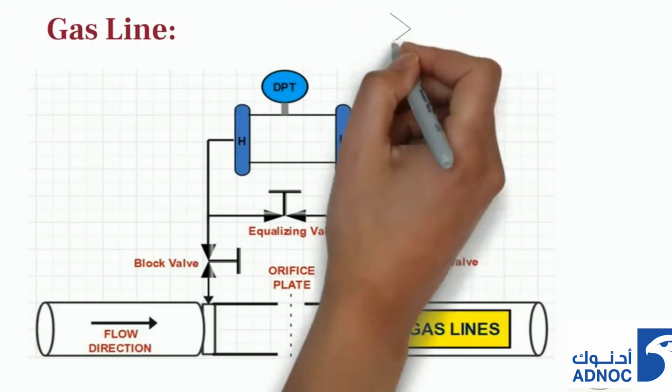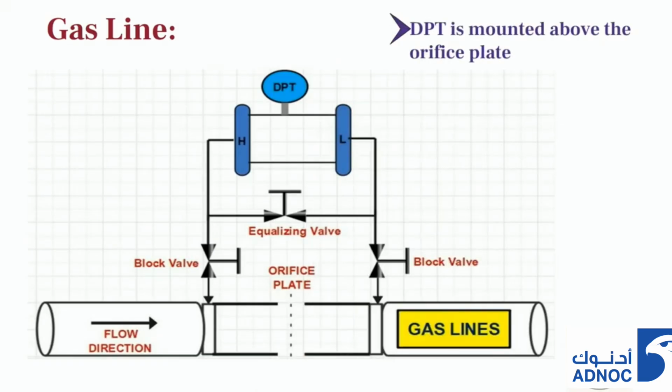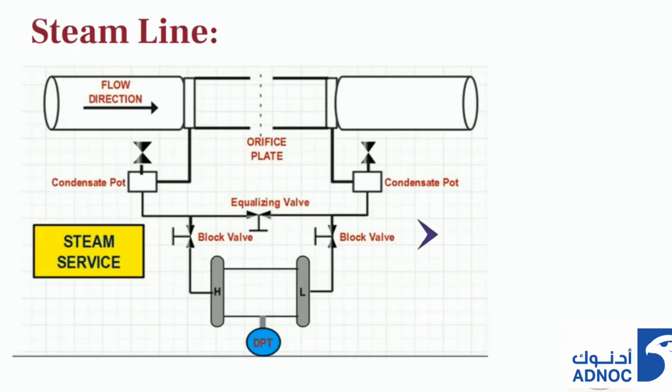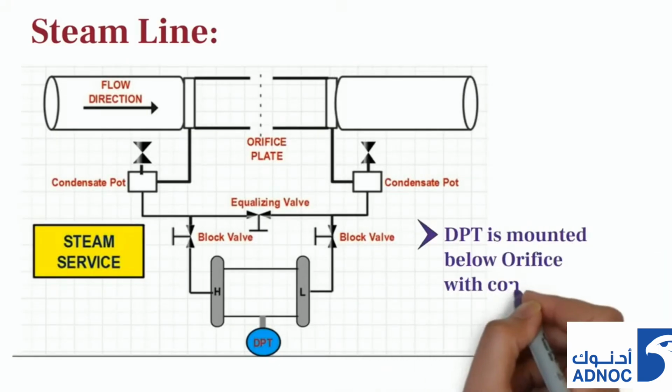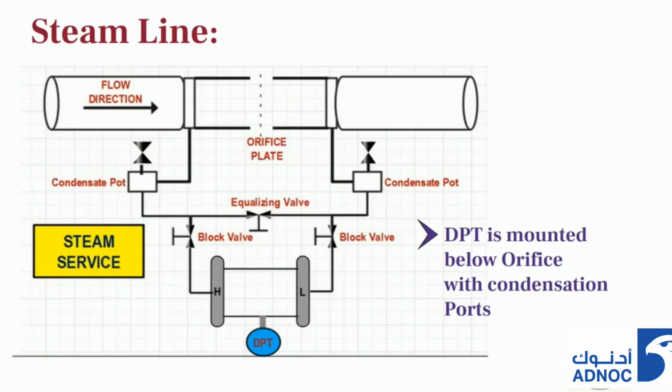On gas service, the transmitter is mounted above the orifice plate because gases have a property of self-venting and secondly condensate formation. On the steam service, the transmitter is mounted below the orifice plate with condensate pots. And both the pots should be at the same level.